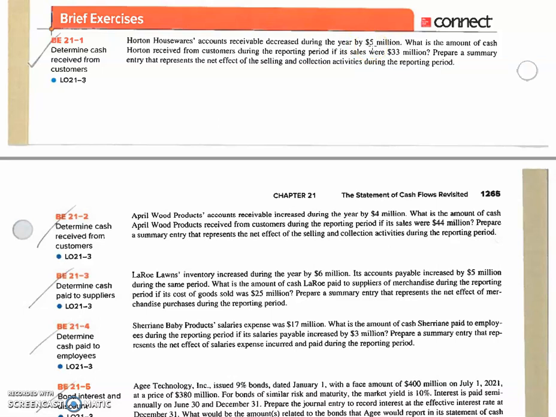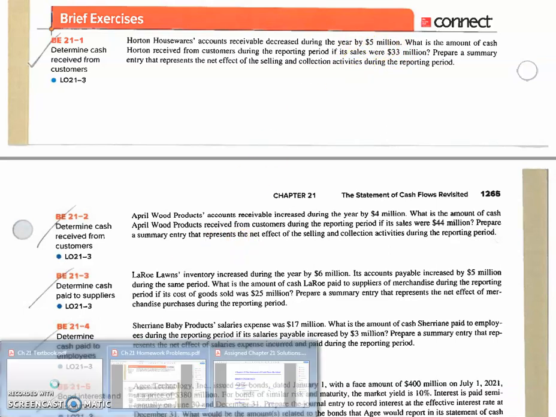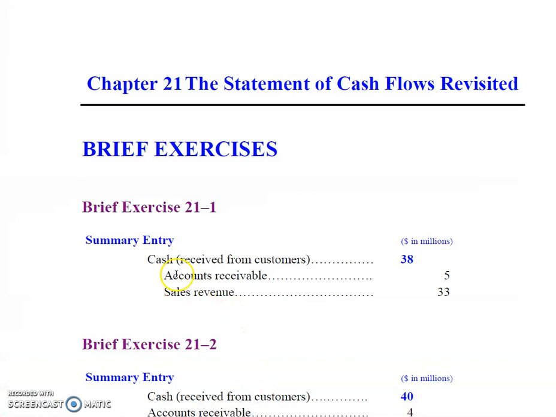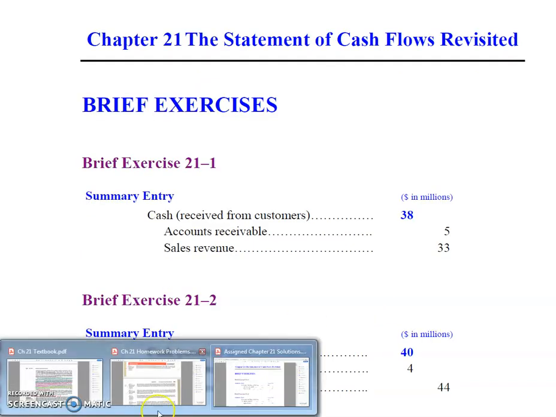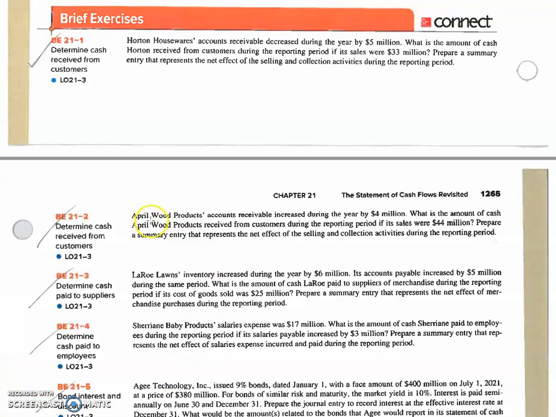So how much did we collect? Well, we received from customers $38 million to get that decrease in accounts receivable. So here you see cash received from customers. We had a credit to accounts receivable and a credit to sales, so we needed to receive cash to cover both of those of $38 million. Okay, let's move to the next one.